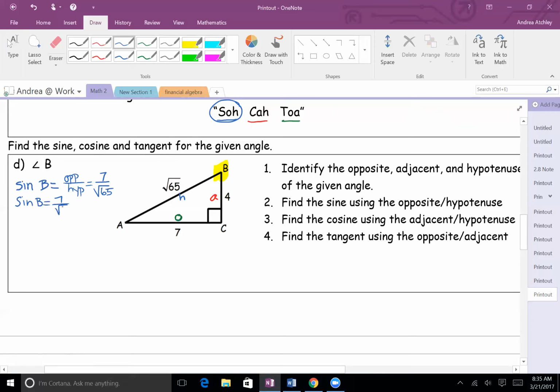Do you want us to solve it or just leave it like that? If you can simplify, you simplify. In this case, I cannot simplify this, so we're done.